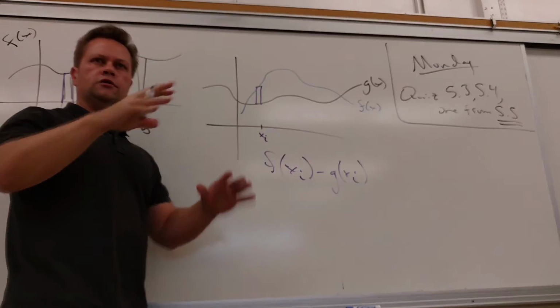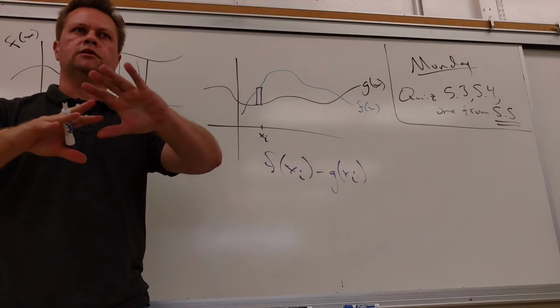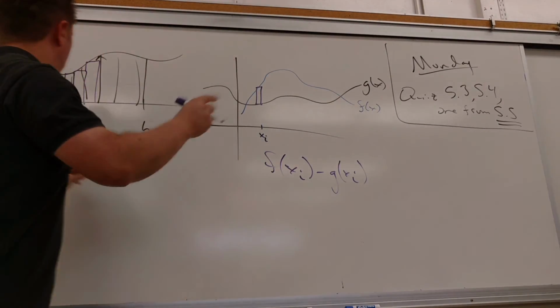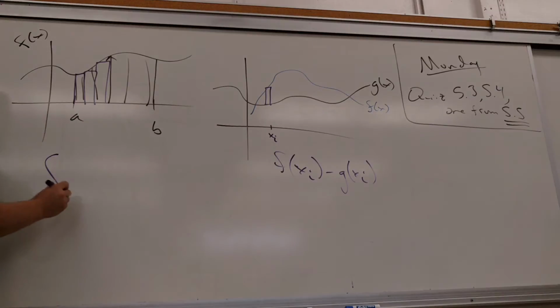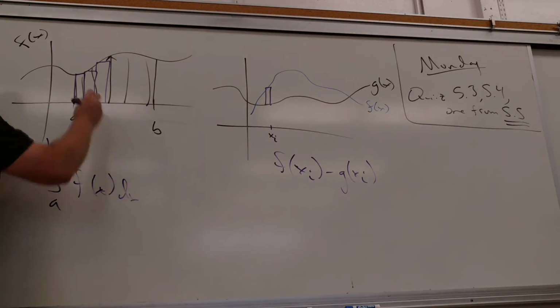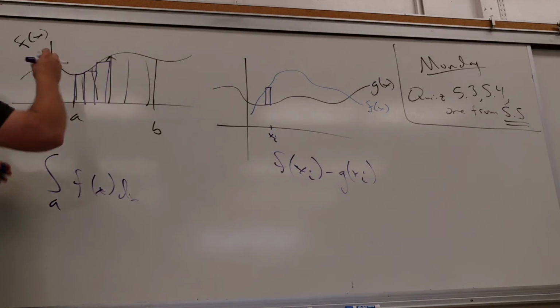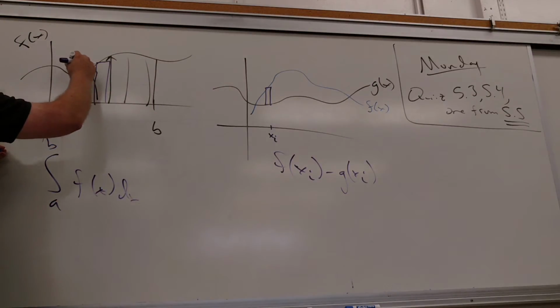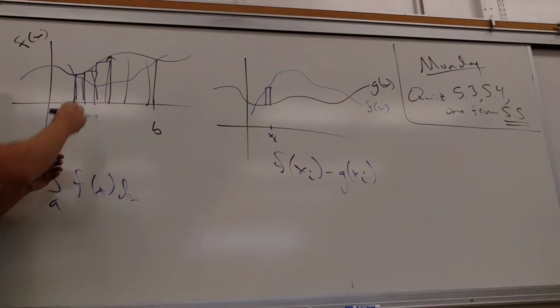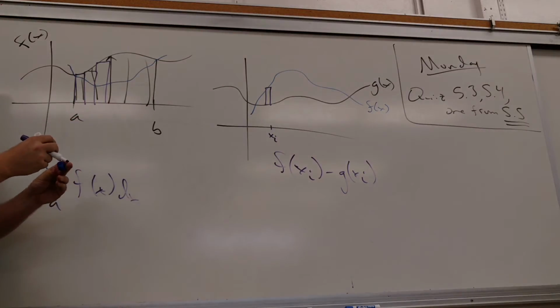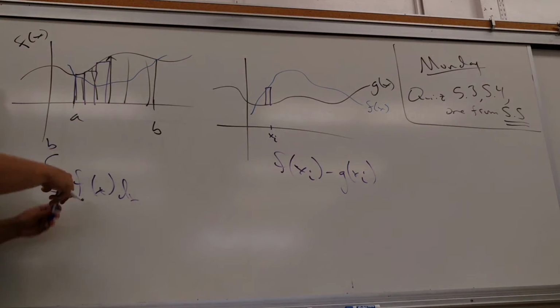The book goes through all the technical aspects of this, but it's kind of silly to do that because, for one thing, if this is the area, the integral from a to b of f of x dx, if I bring in a second function, so I want to know that area, I would just subtract off what?